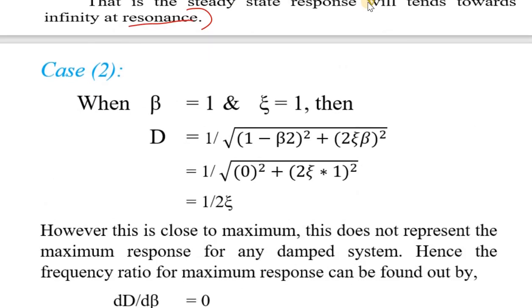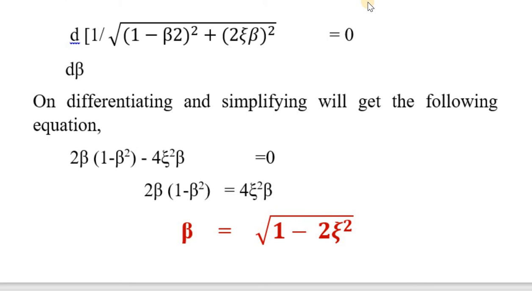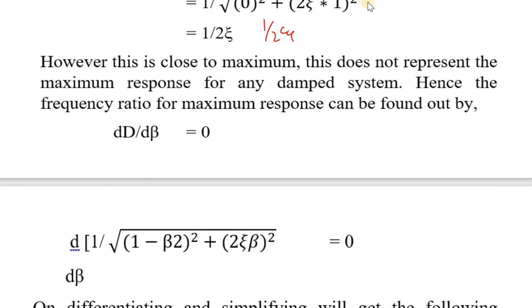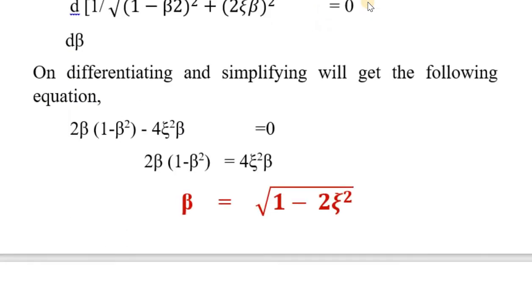The next condition, beta is equal to 1 and theta is equal to 1, then D is equal to 1 by 2 theta. In that condition, this is close to the maximum, but it does not reflect the maximum response. Hence, I am finding the maximum value, where the derivative is equal to 0. Substituting, I can find that in this condition beta can be written as root of 1 minus 2 theta square. That is the condition to find the maximum.